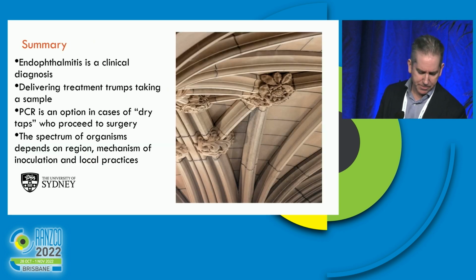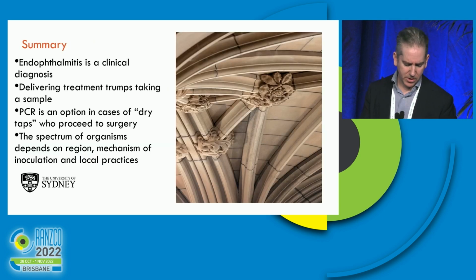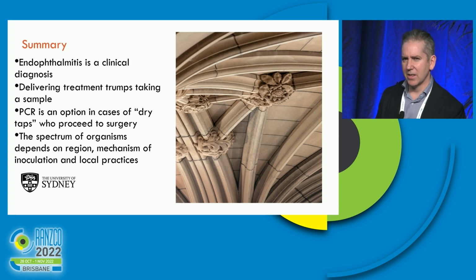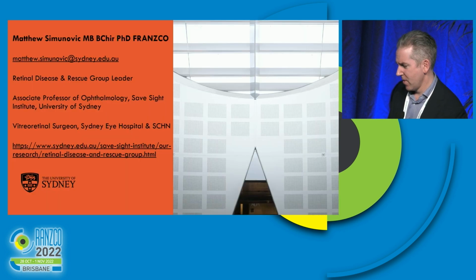So in summary, endophthalmitis is a clinical diagnosis, and the most important thing is getting the intravitreal antibiotics in as soon as possible. PCR remains an option even after a dry tap and after injecting antibiotics into the eye. And the spectrum of organisms depends upon the region and the country, as well as the mechanism of inoculation. Thank you.